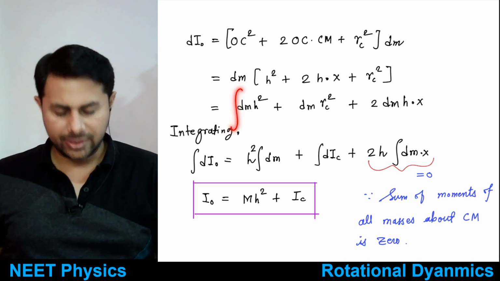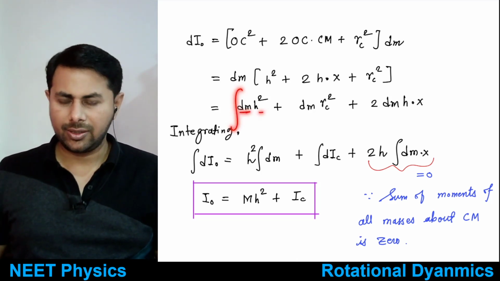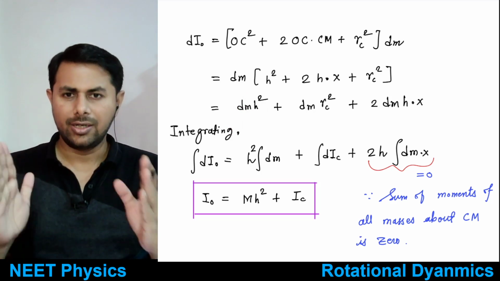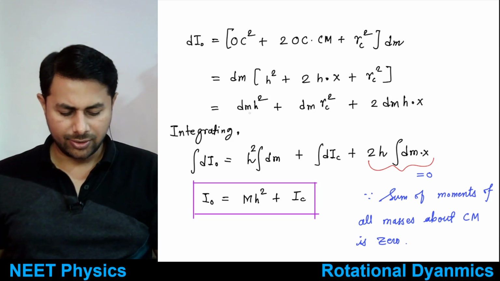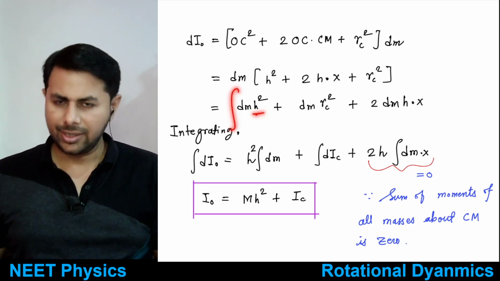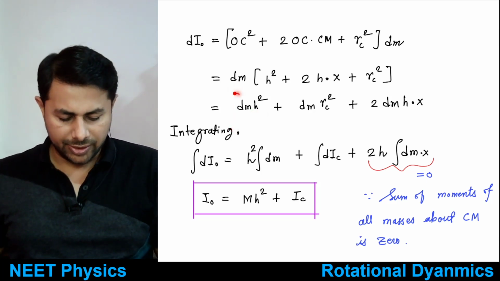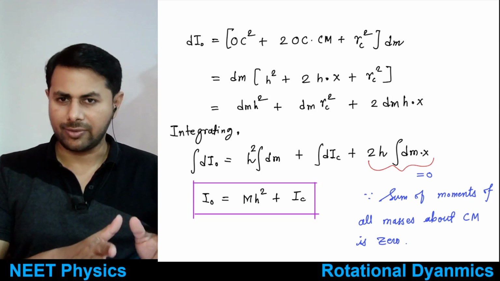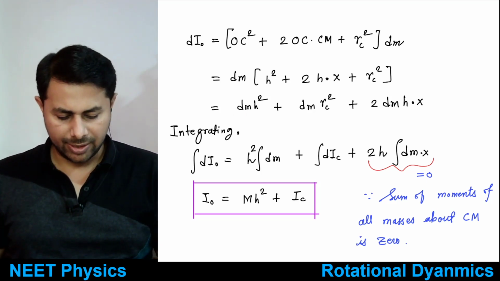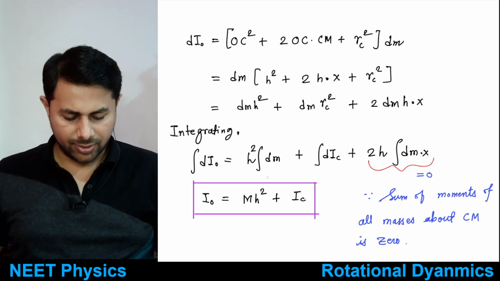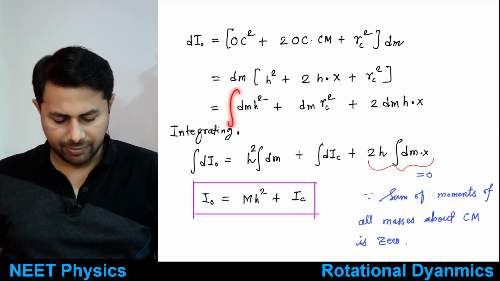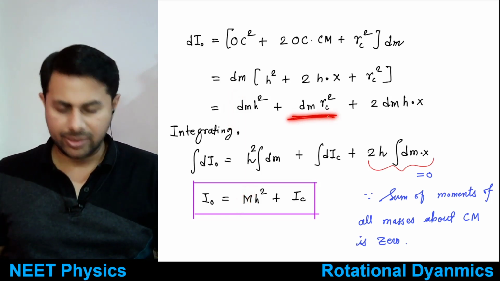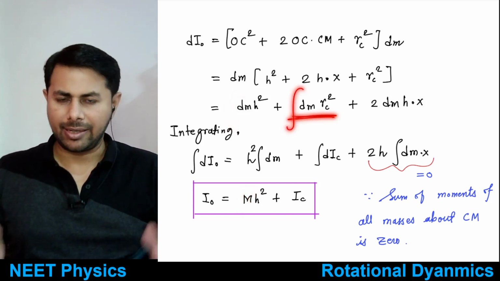If you integrate this thing, dm times h square, then what do you get? h is a constant, because once you fix those two axes, the distance between them is a constant. So h is a constant. Then the integration of dm is just capital M. So you have M multiplied by h square. So you got the integration of dm times h square, which will be capital M times h square.